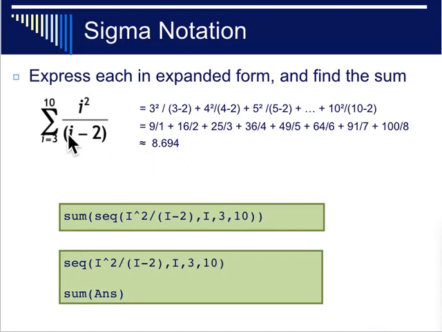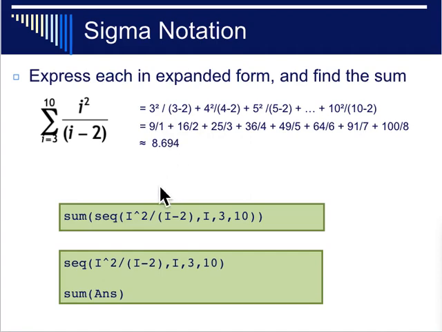So what was meant by this is to put a 3 in for I, and then a 4, and then a 5, and then a 6, and stop when you get up to 10. And so that produced a series of about 8 fractions, I think. And when you add up those 8 fractions, you get a number that's about 8.694.